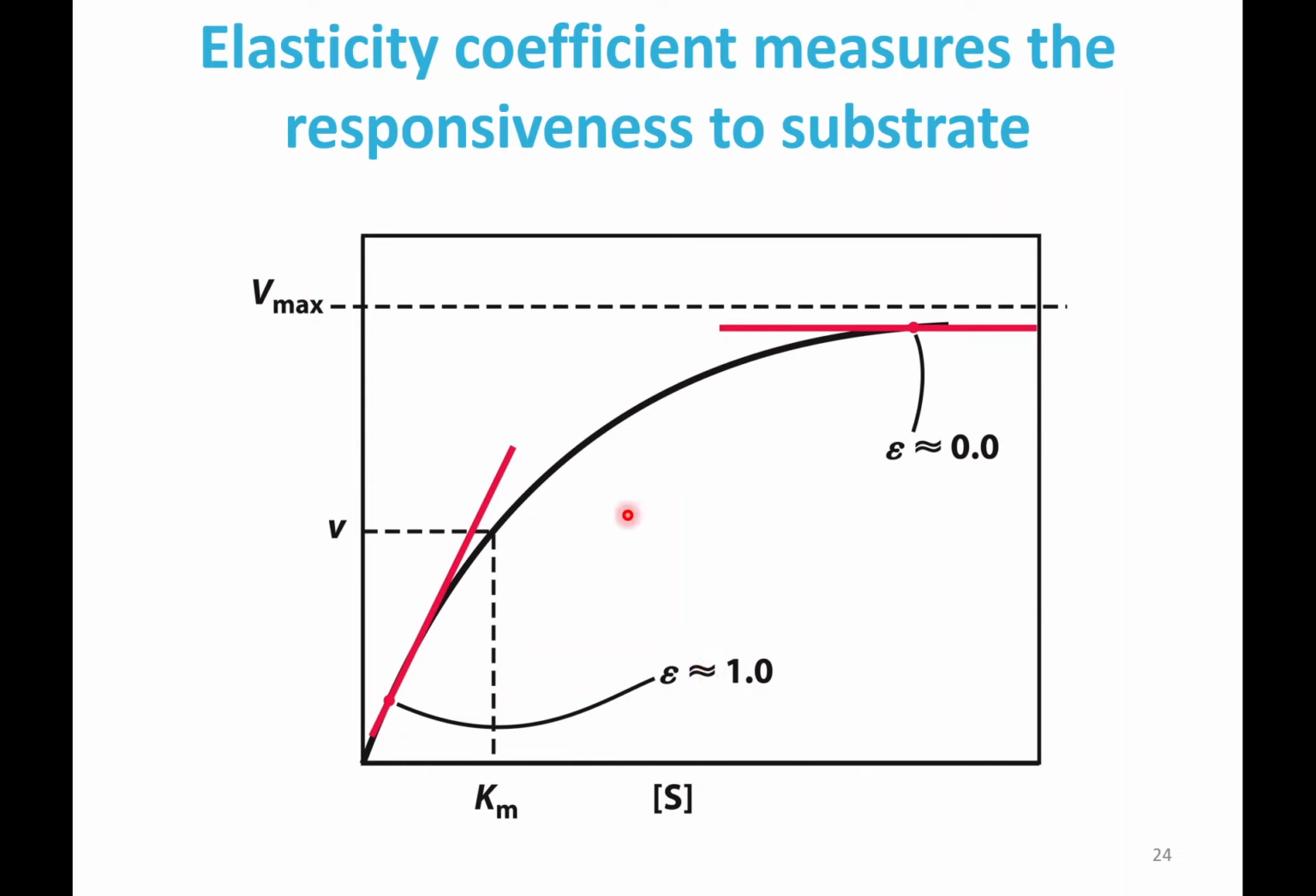Conversely, when you have a high substrate concentration, the rate is not very dependent on that substrate concentration. The elasticity coefficient there is 0. So elasticity coefficients vary between 1 and 0.